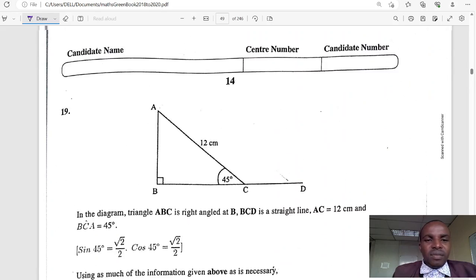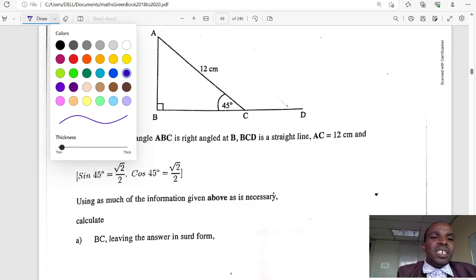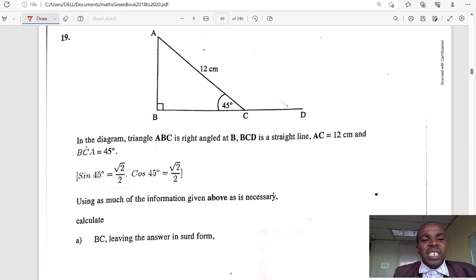Then next, in the diagram, ABC is right angled at B. BCD is a straight line, as shown. Then AC is 12 centimeters and BCA is 45 degrees. Then they said, use as much of the information given above as is necessary. Calculate BC, leaving your answer in surd form. To calculate BC, you are given sine 45 and cos 45.